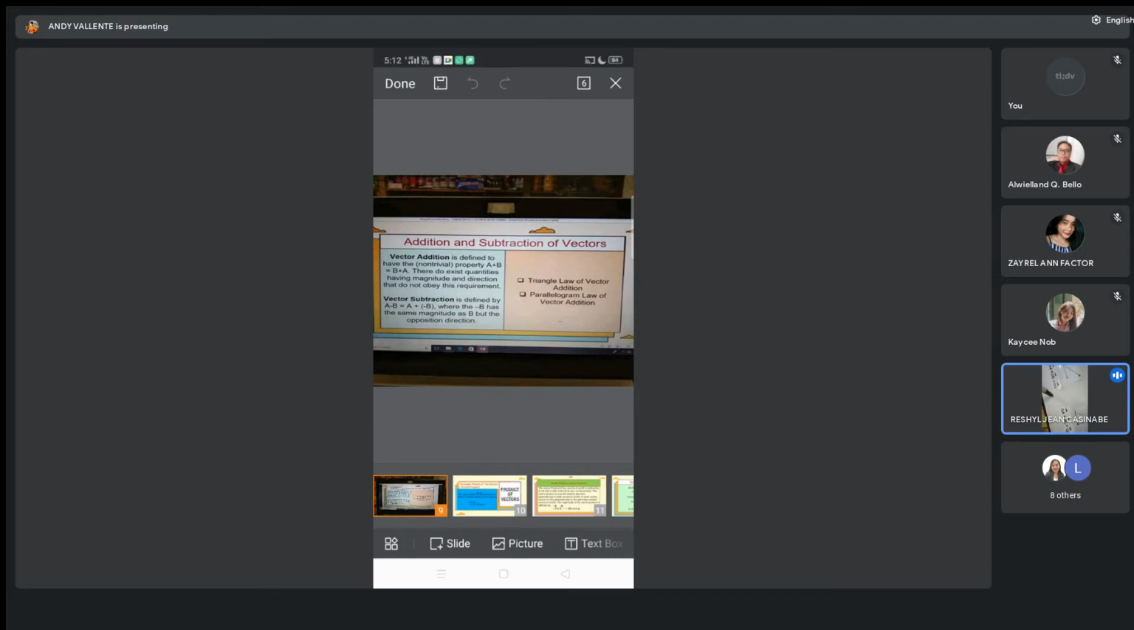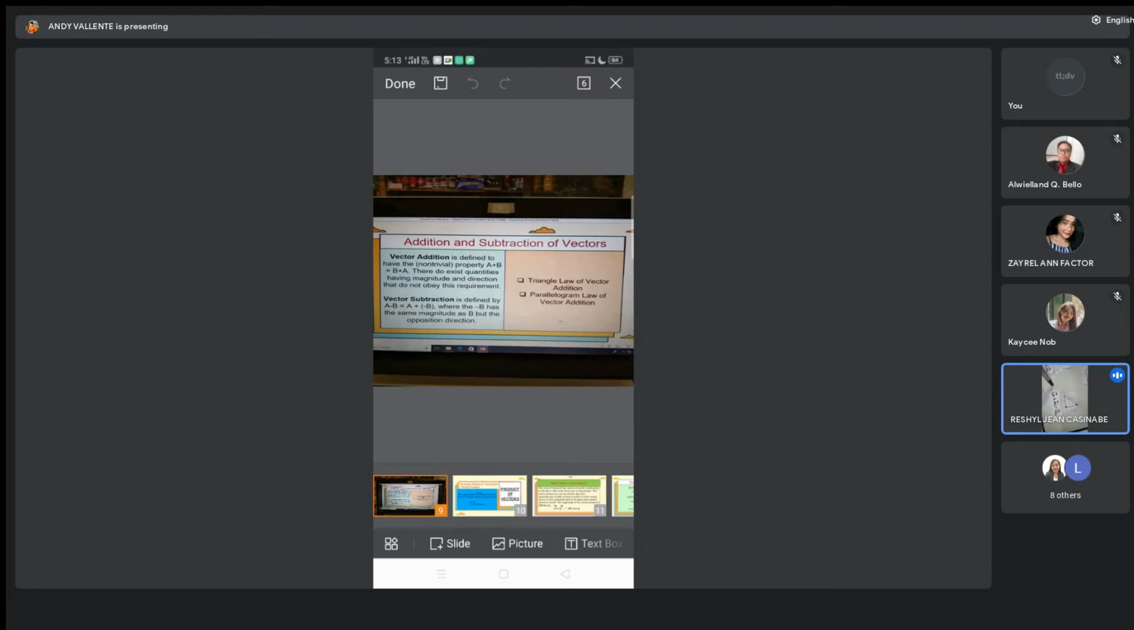Now, let's see if we can still get the same answer if we use the triangle law of vector addition. To apply this law, we need to place vector B such that its initial point coincides with the terminal point of vector A. Now, observe this parallelogram. We notice that this line AC is parallel to vector B. Since the lengths of sides OB and AC are equal, side AC also represents vector B.